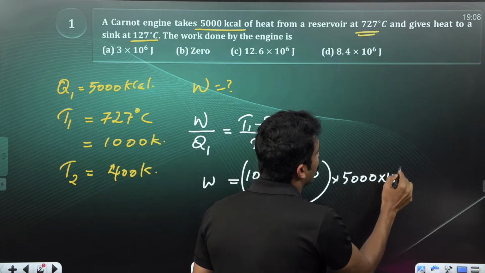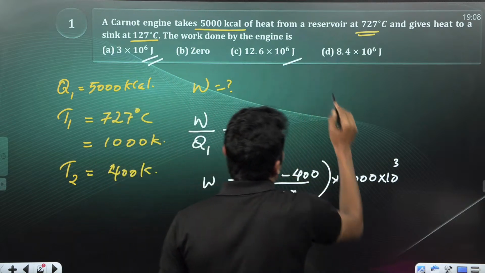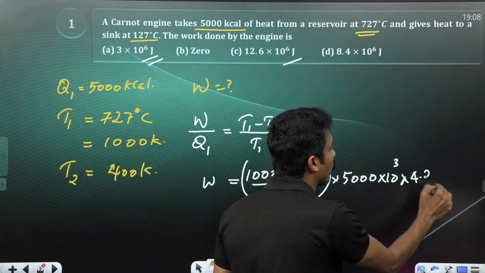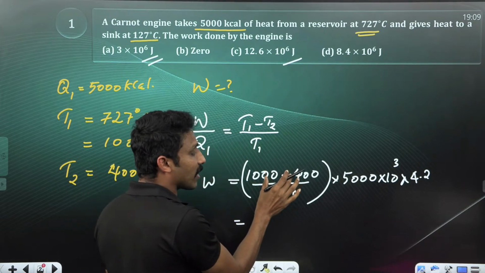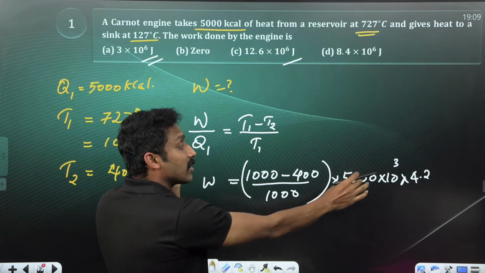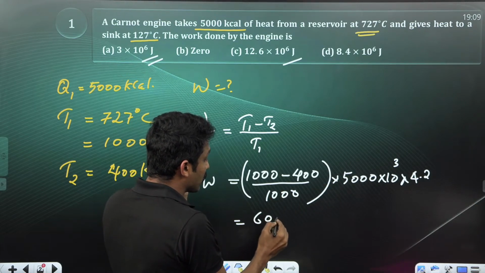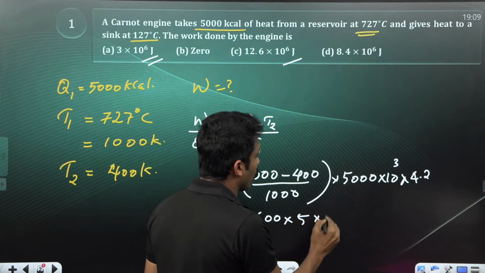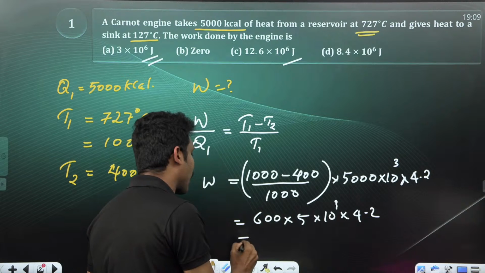Kilo means 10 raised to 3, and the options are in joule, so convert this calorie into joule, at 4.2 joule per 1 calorie. Clear? This is equal to 600 divided by 1000. Three zeros cut here. Then this is 600 into 5 into 10 raised to 3 into 4.2. Now this is a very direct calculation.